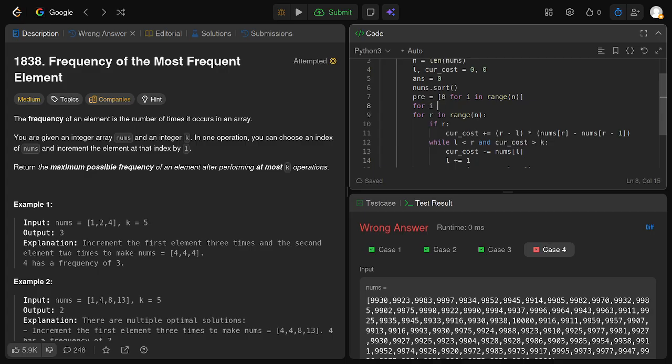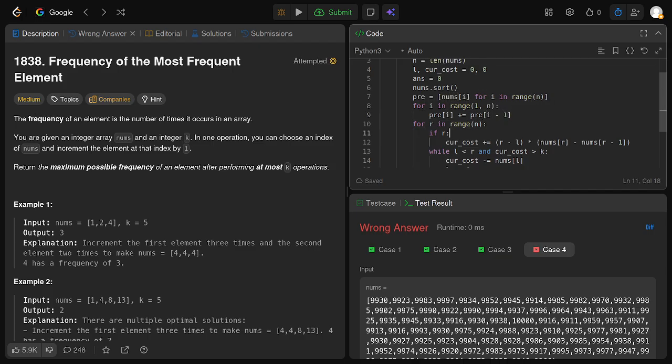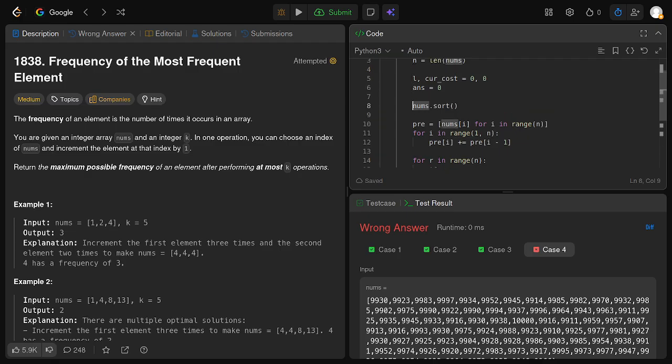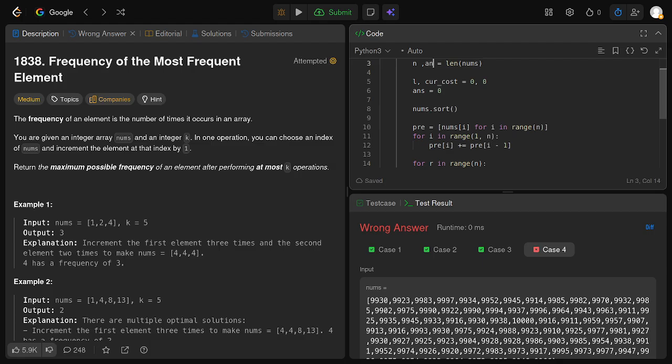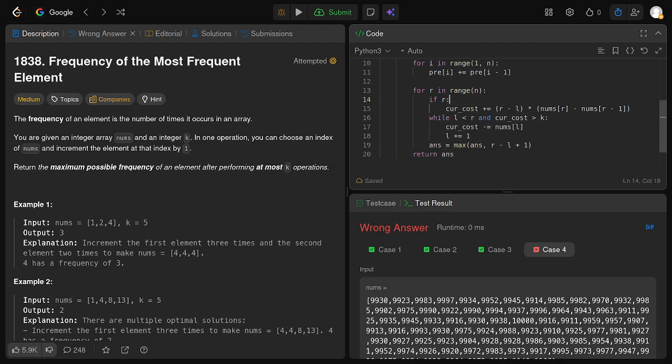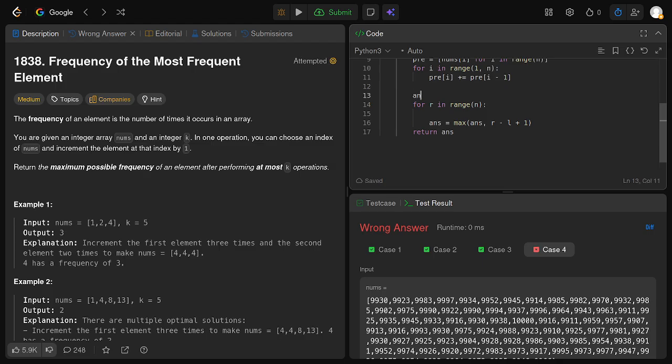for i in range 1 to n, pre[i] minus is nums[i], right? And then, I mean, we are doing n log n twice, but nobody minds, so it's okay. Now let's group the variables together, and then here we do binary search. Good. Return answer here.